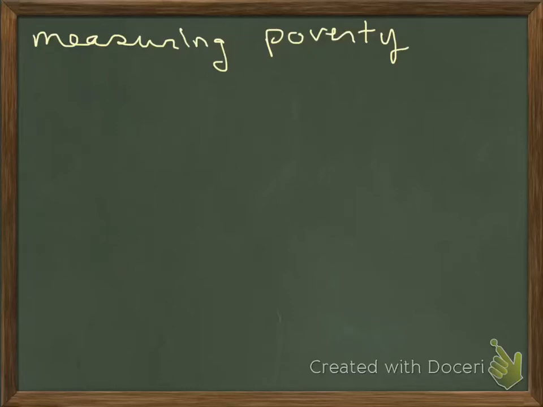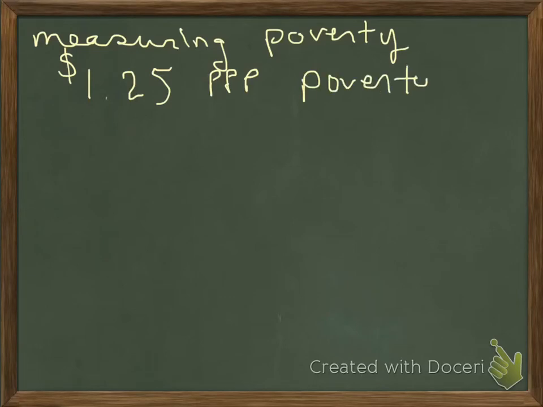Okay, this is the third lecture on poverty and inequality. We left off after we learned about the $1.25 purchasing power parity poverty line, which seems to be pretty consistent across country lines. The question is, how many people are below that line?